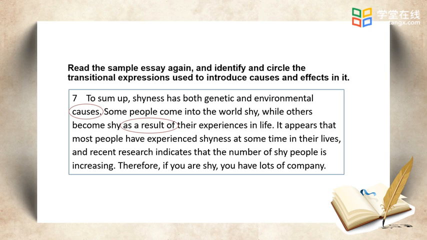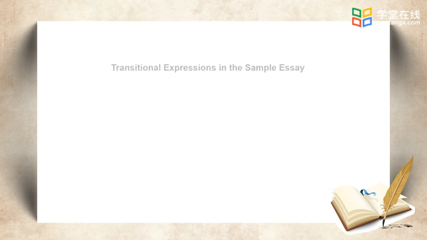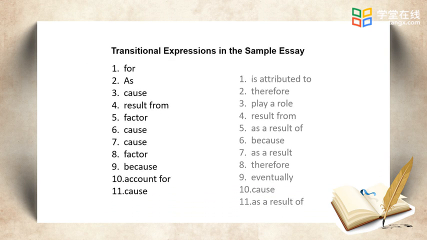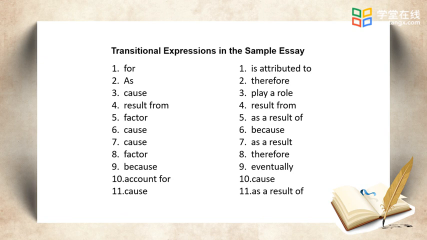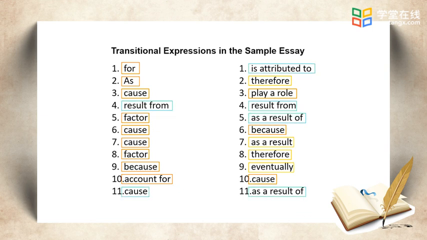Now, let's make a complete list of the transition expressions for causes and effects found, according to the order of appearance in the sample essay. This is what we've got. Let's classify them into three groups: causes, effects, and both causes and effects. The red box is for expressions indicating causes, the yellow box, effects, and the blue box, both causes and effects.